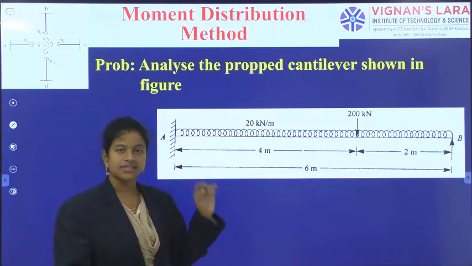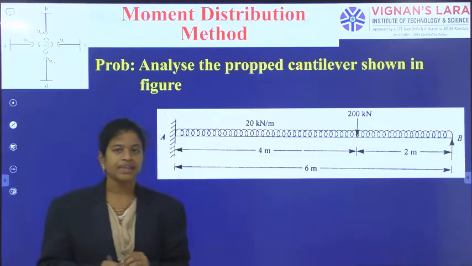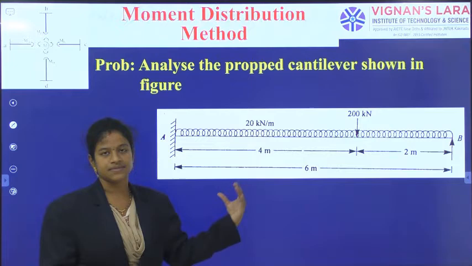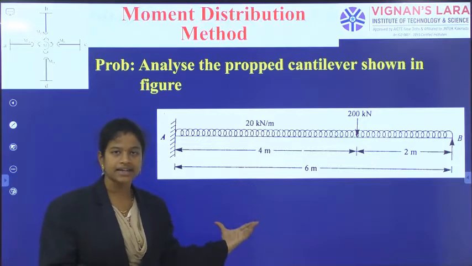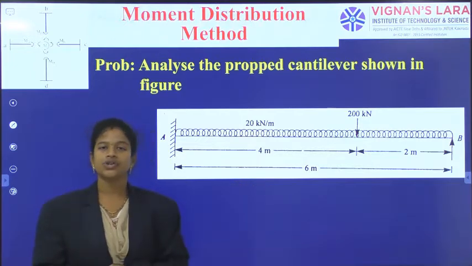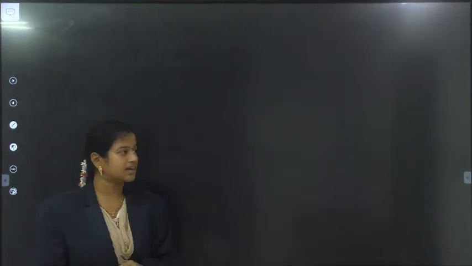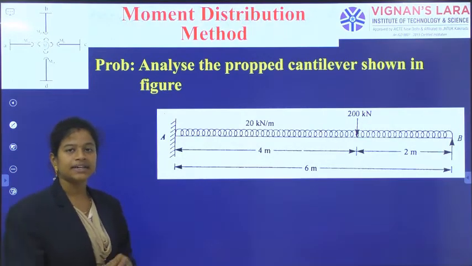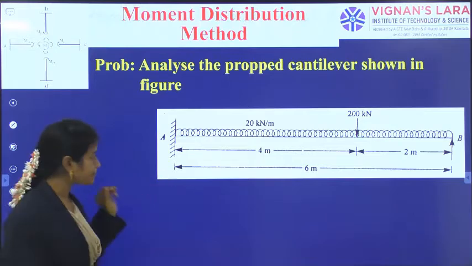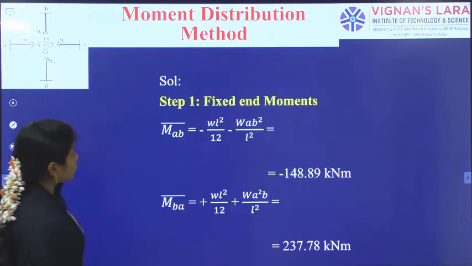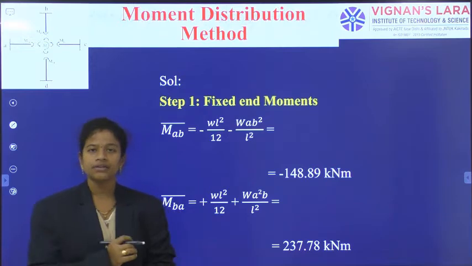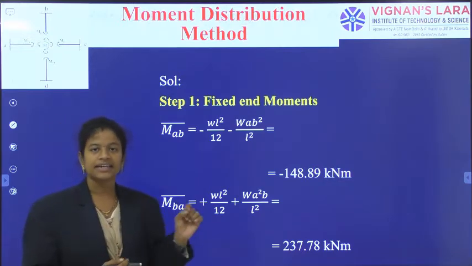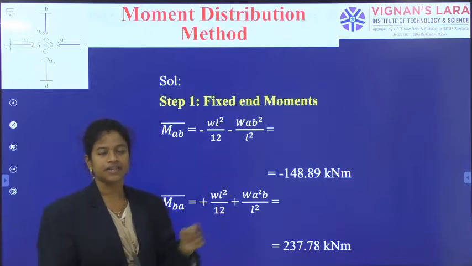Now we have to analyze this structure. Analyze means we have to calculate the support moments, and then calculate the support reactions. We have to generate the bending moment diagram and the shear force diagram. So this is the complete output we have to generate. Now I am going into the first step. Step 1 of the moment distribution method is the calculation of the fixed end moments for the given beam.